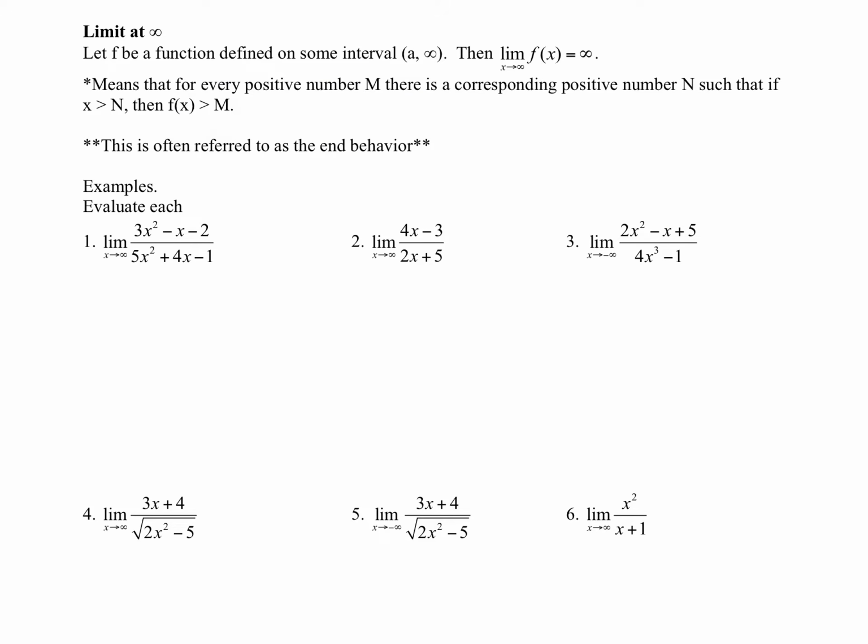All right, moving on here. At infinity, let f be a function defined on some interval a to infinity, then the limit as x approaches infinity of f of x equals infinity. For every positive number M, there is a corresponding positive number N, such that if x is greater than N, then f of x is greater than M. This right here, we often call end behavior.